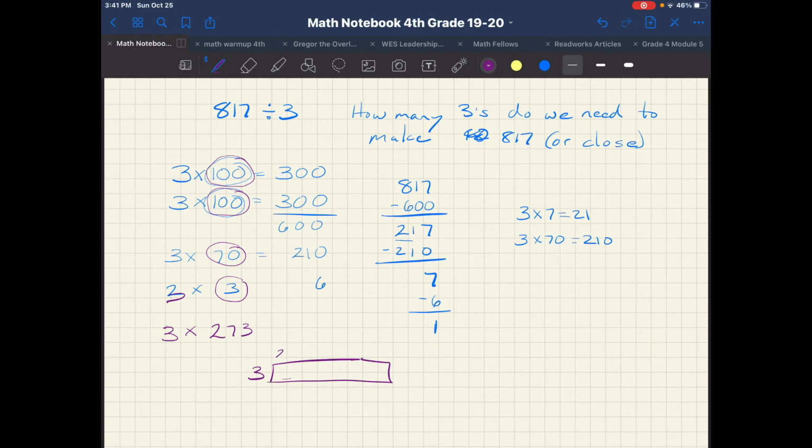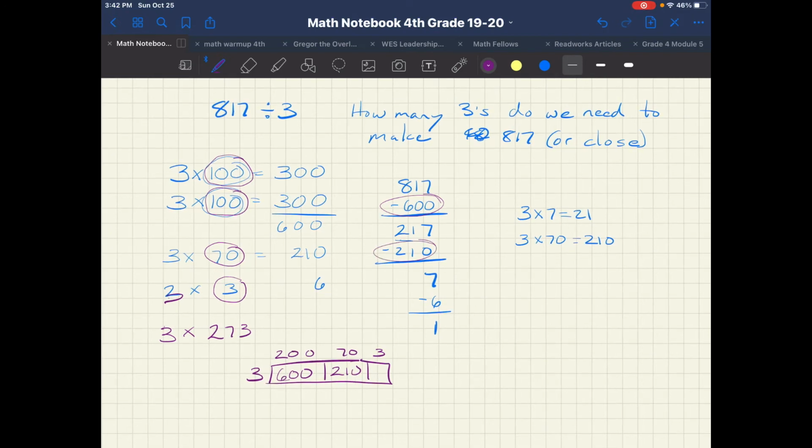I'm going to make a big area model. I'm going to break 273 into its 3 place values, 200, 70 and 3. 3 times 200 is 600. That was that 600 that we took away. 3 times 70 is 210. That was the 210. And 3 times, wait, that shouldn't be a 3.